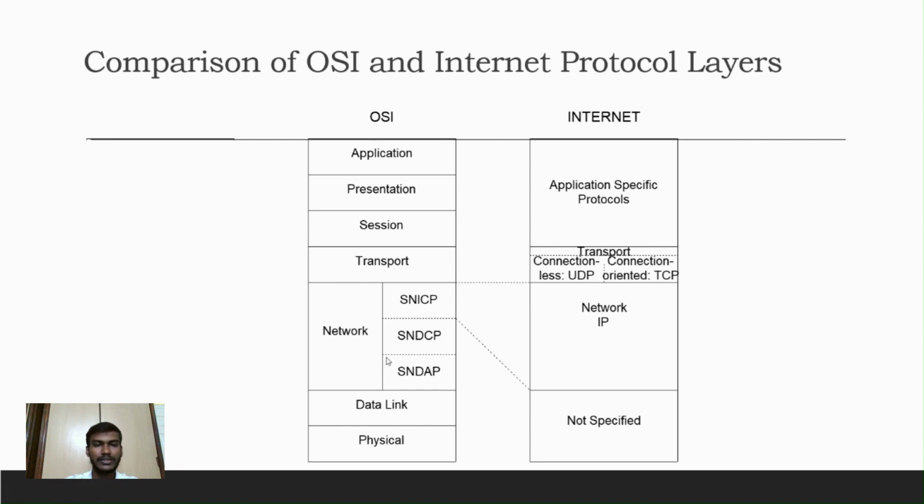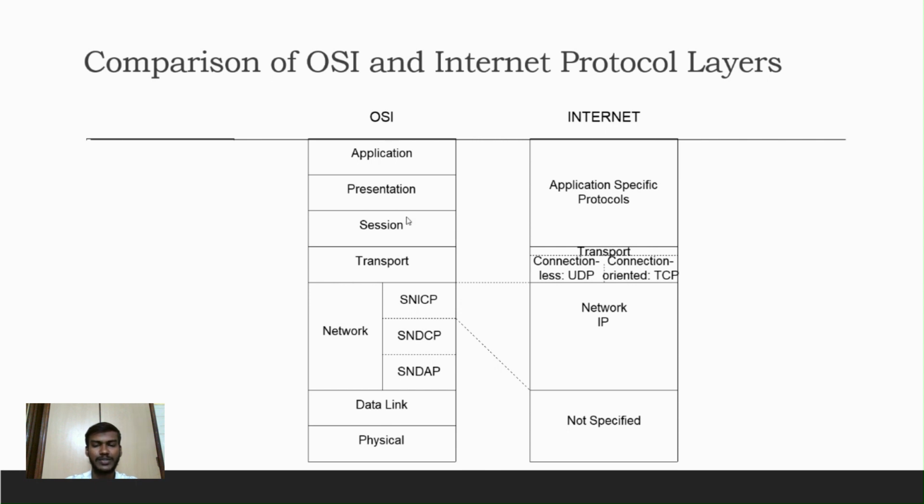And the third layer is called the network layer. The network layer focuses on routing data packets from the source to the destination across multiple interconnected networks. And some of the transport protocols are present here, like SNICP, subnetwork independent convergence protocol, SNDCP, subnetwork dependent convergence protocol, and SNDAP, subnetwork dependent access protocol.